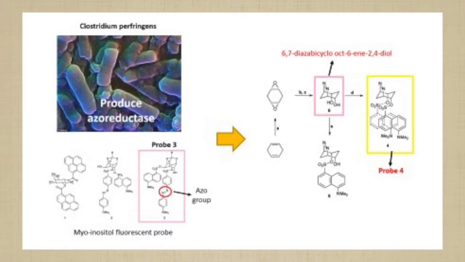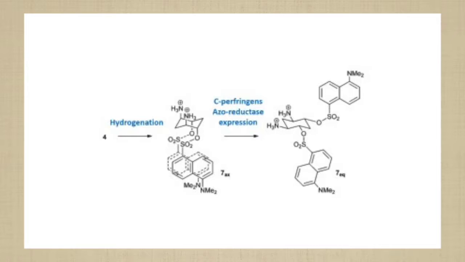The synthesis of probe 4 and its monomer used the reaction of diazabicyclooctane and dansyl chloride. After that, they synthesized the dimer 7 from hydrogenation of probe 4. After use, azoreductase reacts with 7. It generated the ammonium salt. It will undergo a ring flip to be more stable.